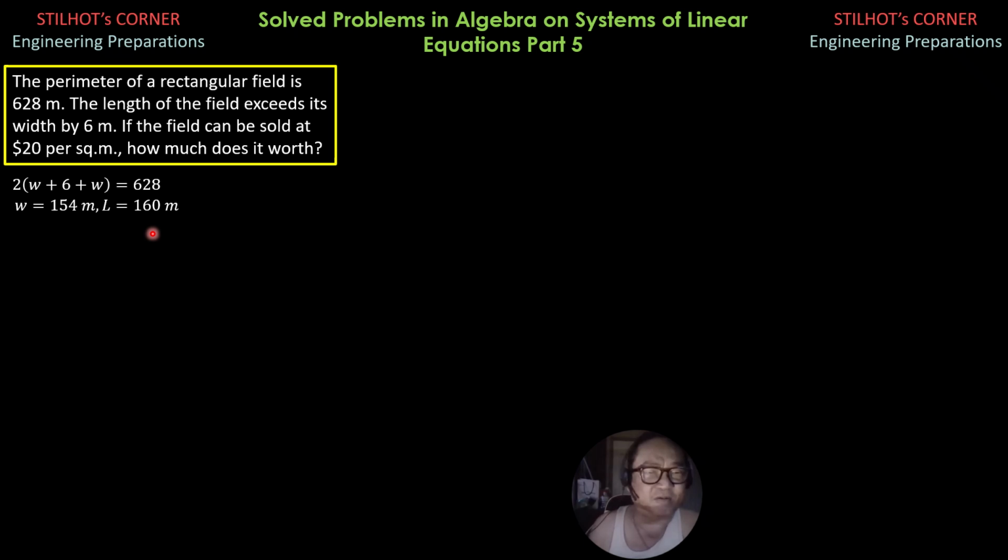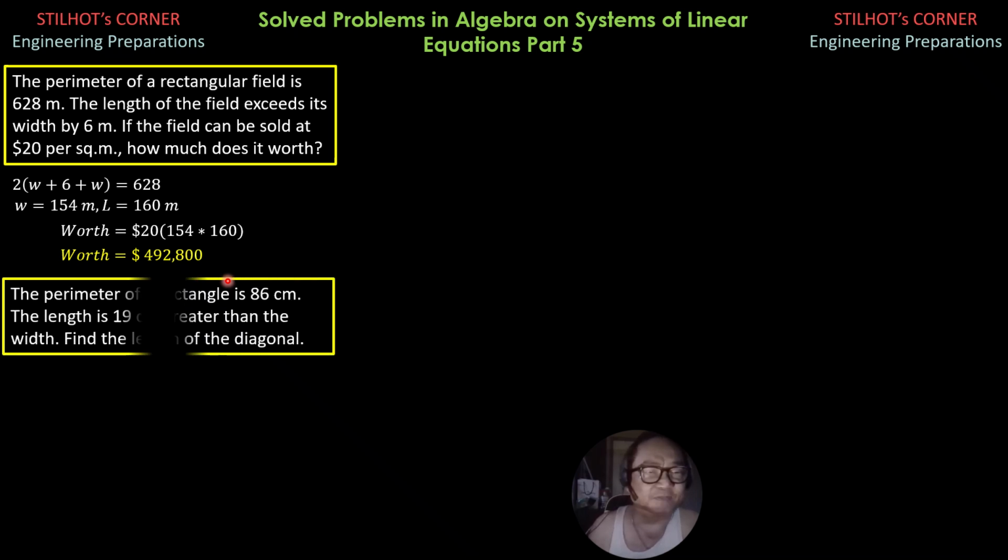Then the worth of this field at $20 per square meter would be $20 per square meter times the area, which is length times width, 160 times 154. So 20 times 160 times 154, it is equal to $492,800.